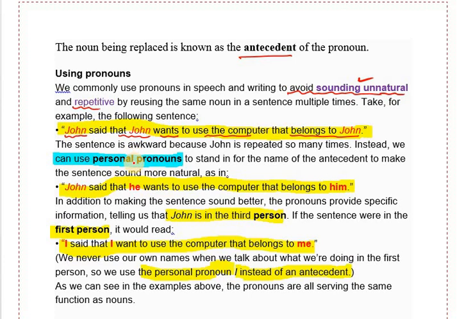Let me take this sentence. You see, John said that he wants to use the computer that belongs to him. So that sentence becomes more natural.